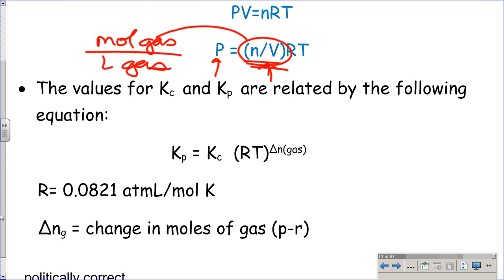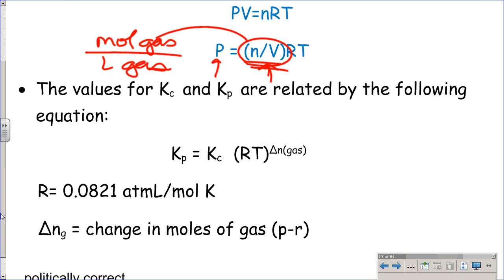Whenever you put the equilibrium constants together and relate them, you relate them through this formula. It looks really similar to P equals nRT. Here's your P, and then n for concentration, RT. However, we have this weird exponent of delta n of the gas. I remember this one as the politically correct formula because it's always P first and C second. So, politically correct.